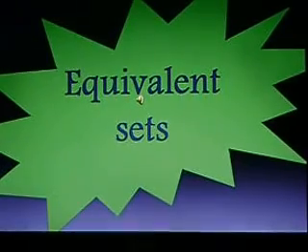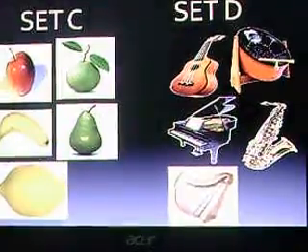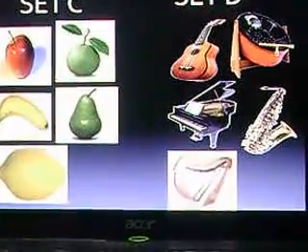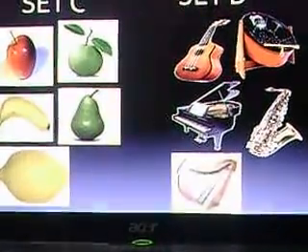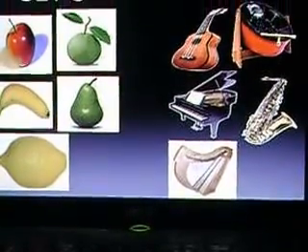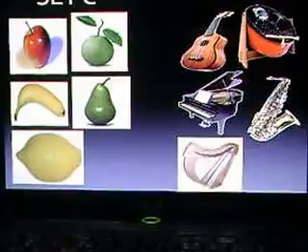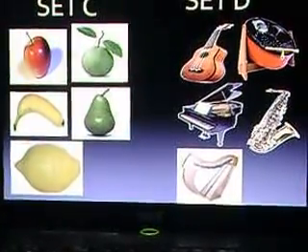Equivalent sets. Now, we have set C and set D. If you look at these elements, they are in a different order and they are not the same elements. However, the number of elements is the same. These sets are known as equivalent sets.